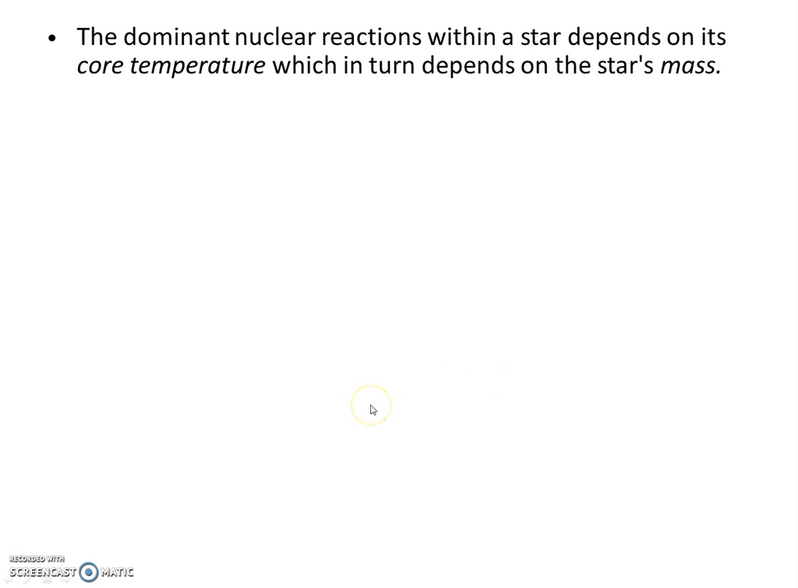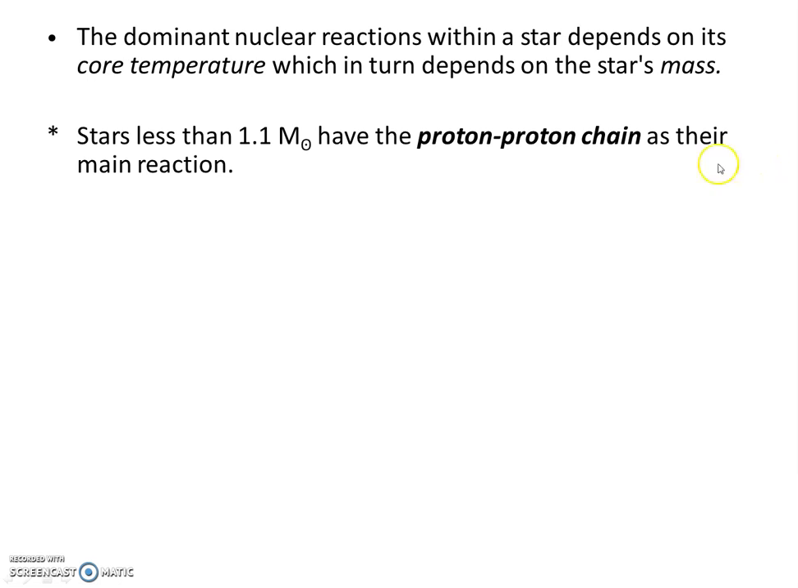Now, there are a couple of different types of nuclear fusion inside stars. The dominant reaction within a main sequence star depends on its core temperature, and that depends on the star's mass. In stars that are less massive than about the mass of the sun, or slightly higher, less than about 1.1 times the mass of the sun, we have something called the proton-proton chain as the main reaction.